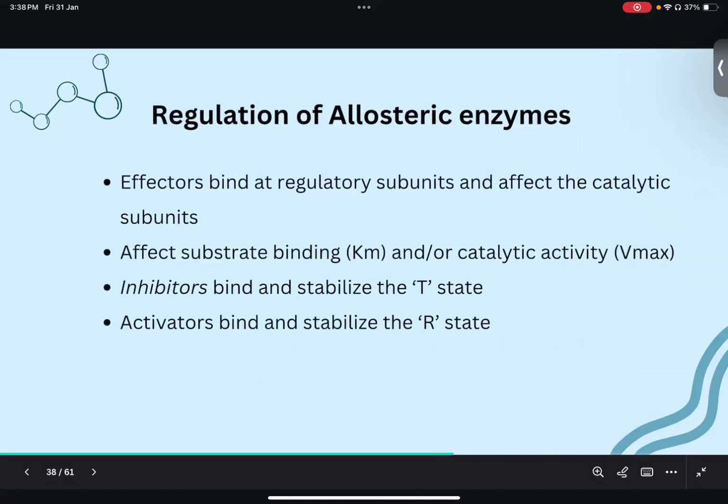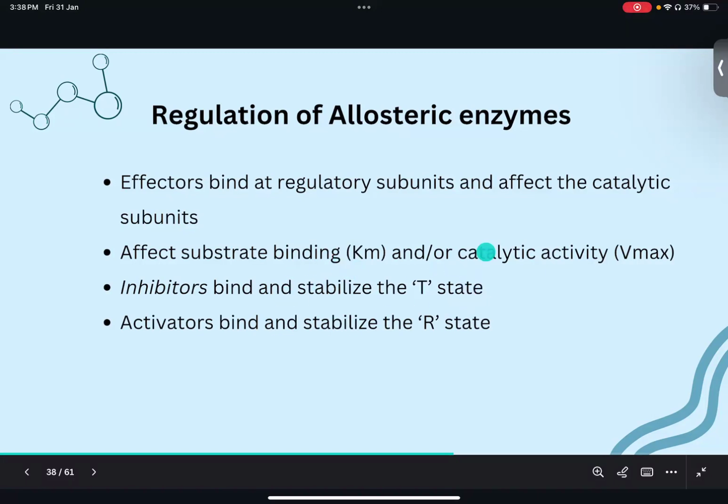So the regulation. How can we regulate allosteric enzymes? The effectors bind at the regulatory subunits and affect the catalytic subunits. So we said that we have sites for the substrates and sites for the regulation, which are the activators and inhibitors. These regulators will bind at their own site. Let's say the inhibitors bind to the allosteric site and change the configuration of the active site so that it does not bind to the substrate, okay? And they will stabilize the T state.